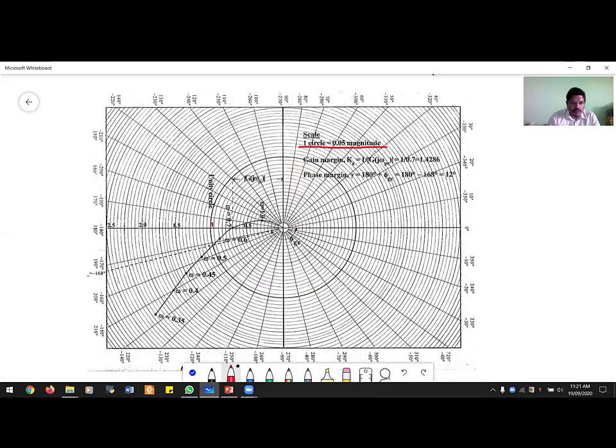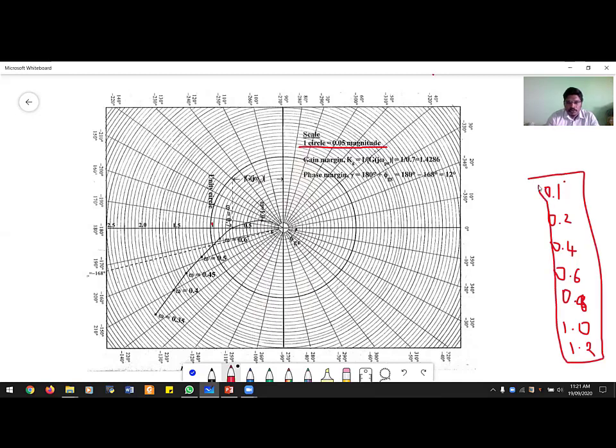As I told earlier, the frequencies you should select: 0.1, 0.2, 0.3, 0.4, 0.6, 0.8, 1, and after 1 select 1.2 as the last case. Don't go beyond that because all the problems will converge in this frequency range itself. Mostly 99% of all the problems will converge in this frequency range itself.